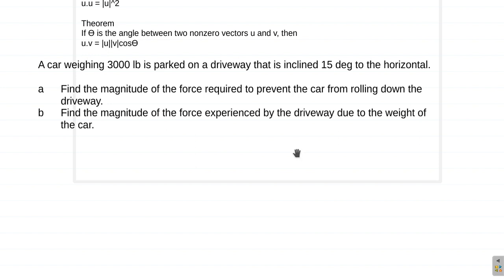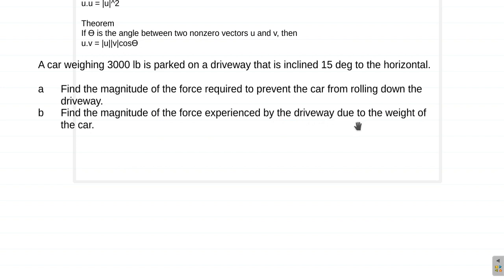And you know your weight in pounds. Even though sometimes they say you weigh so many kilograms, it's really mass. But the thing is, you have a car weighing 3,000 pounds. It's parked in a driveway that is inclined at 15 degrees to the horizontal. You must find the magnitude of the force required to prevent the car from rolling down the driveway, and also find the magnitude of the force experienced by the driveway.